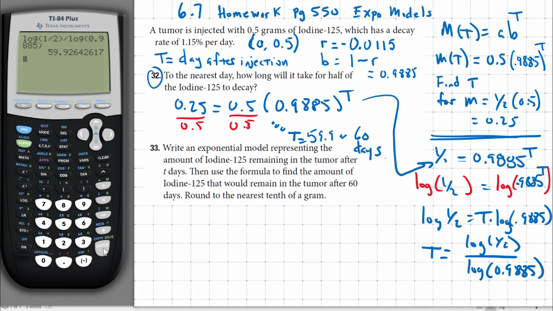Okay, we had another question, a follow-up question, number 33. It says, write an exponential model that represents the amount of iodine-125 remaining in the tumor after T days. Well, that actually is just a repeat. We've already done that work. The medicine is 0.5 is my initial, and it's 0.9885 to the T power.